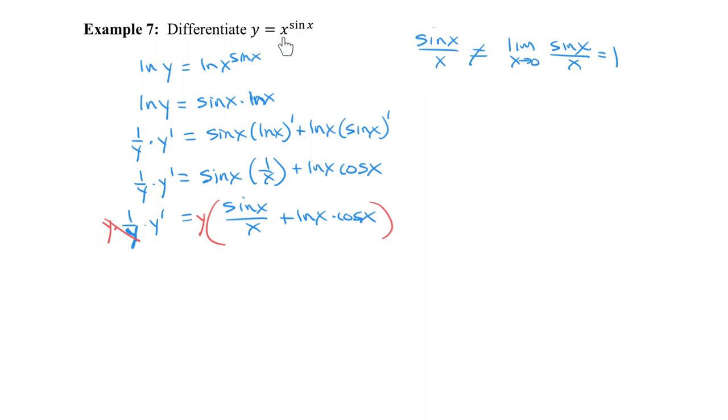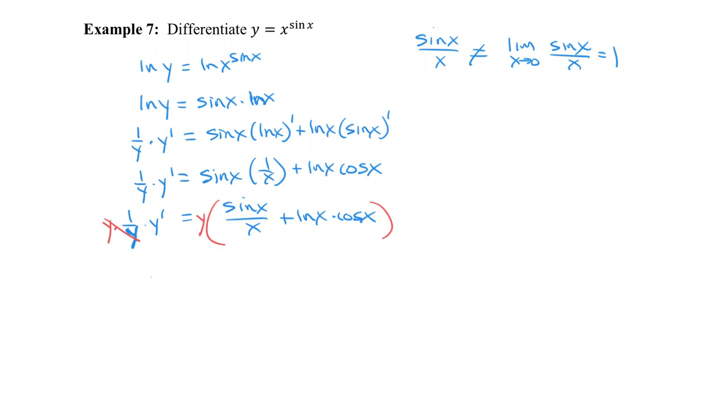We've got a function that's y expressed in terms of x. So we want our answer to be in terms of x. So we don't want this y over here. But it's okay because y is exactly the same as x raised to the sine of x. So I'm just going to put this in place of y.